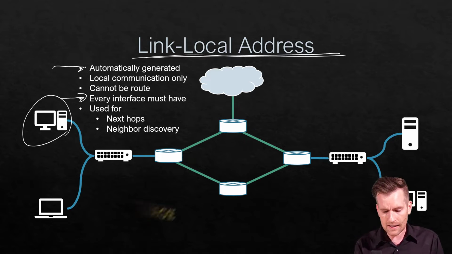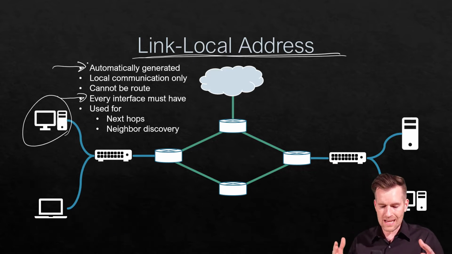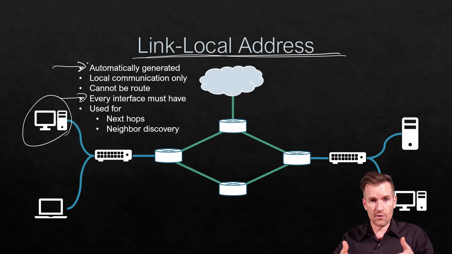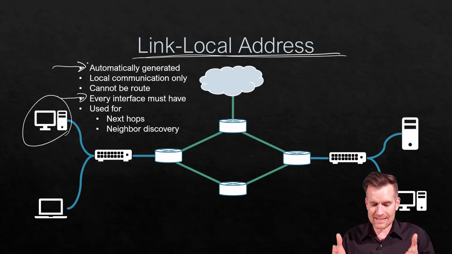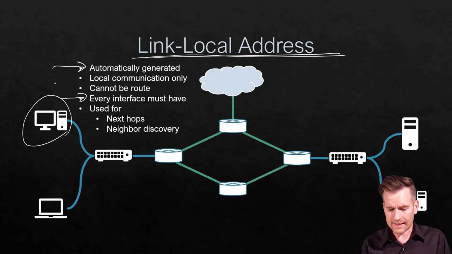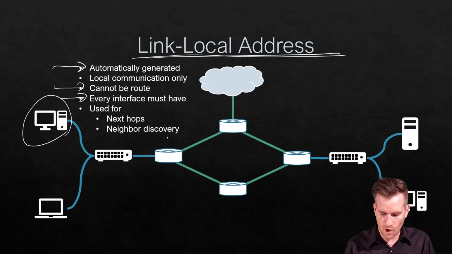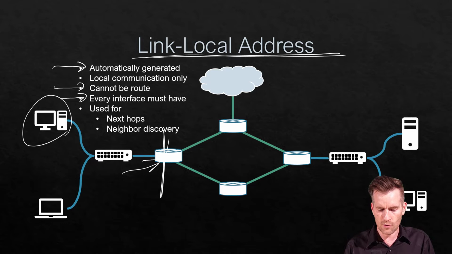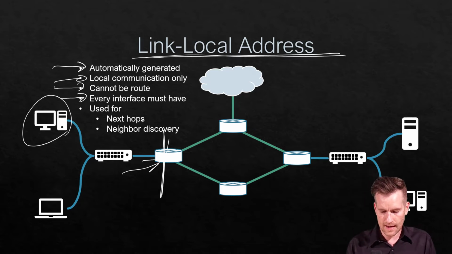It is automatically generated. Because it's required, it will automatically generate it, and it will be a unique address on the network, which means that there are several ways that it can create this, but it does need to be unique on that local network. It cannot be routed. So when you have a link local address, it will not go beyond the boundaries of your router. So it stays local. It's local communication only.